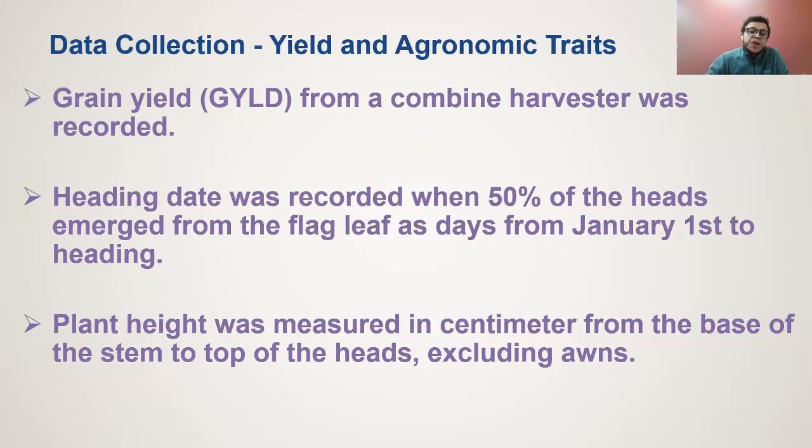For data collection, we have several phenotypic data. First one is the grain yield. We got grain yield data from a combine harvester in 5 environments. We recorded the heading date as days from sowing time to at least 50% heading stage. The last one on that page is the plant height data, which we recorded in centimeters from the base of the plant to the top of the spike, excluding awns.